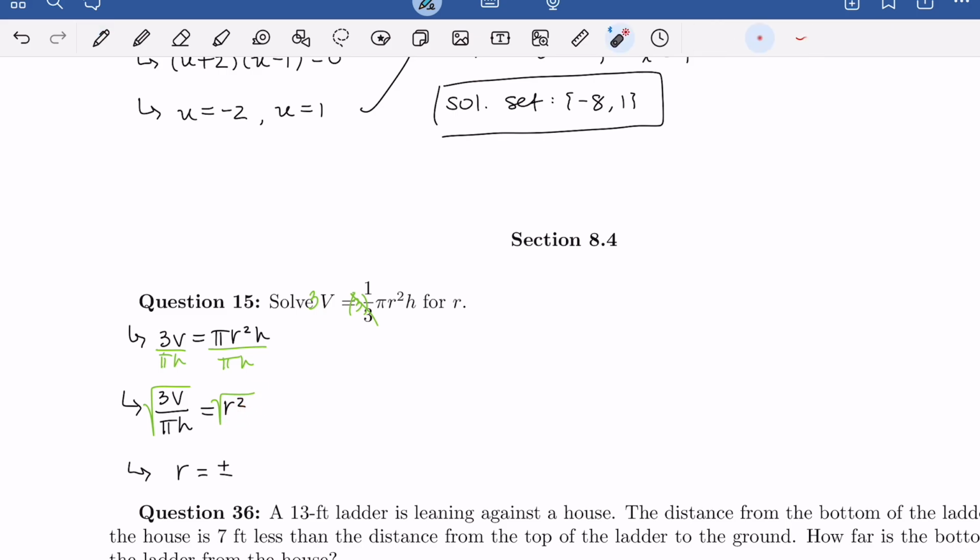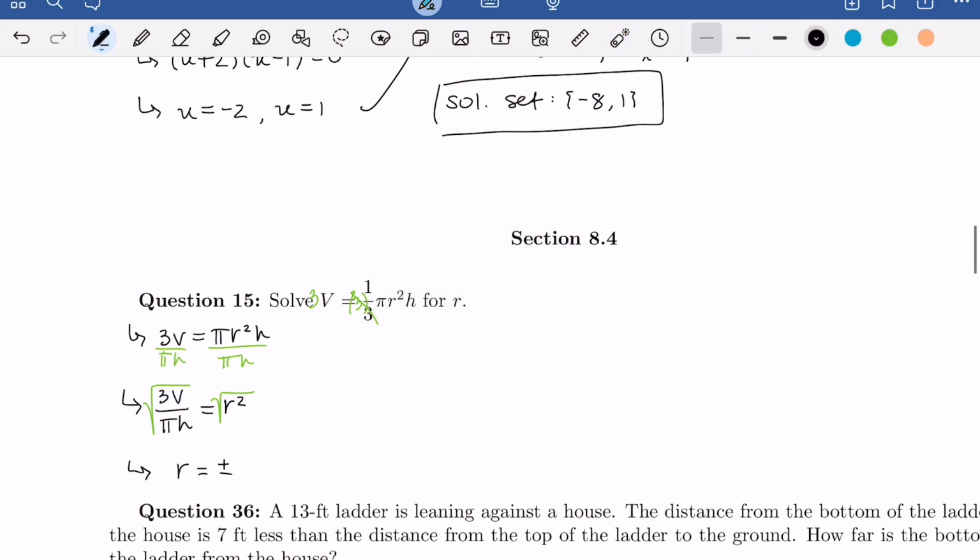When we take the square root of this variable here, our possible solutions are going to include the positive and negative version of this square root. So we're going to have plus or minus the square root of 3v over pi times h, and this is going to be the same thing as plus or minus the square root of 3v over the square root of pi times h.